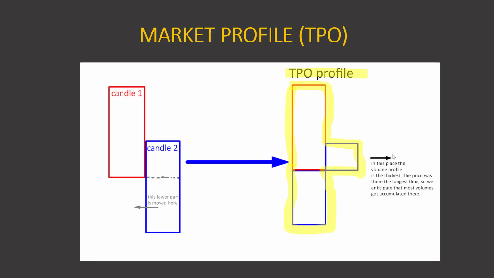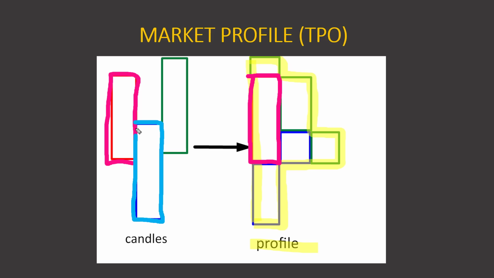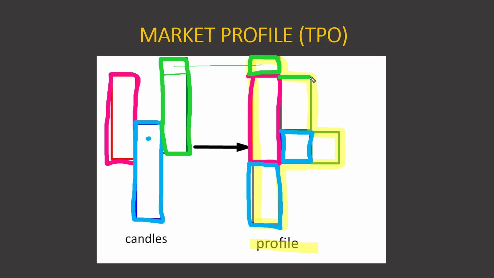Let me show you one more example. This one is more complex as it includes three candles. So the first one, the red one, is in here, right? Now the second one, the blue one, gets printed in here, and also the higher part of it goes in here. Now the last candle, this one, the higher part goes in here, then the middle part goes in here, and the last part goes in here, right?